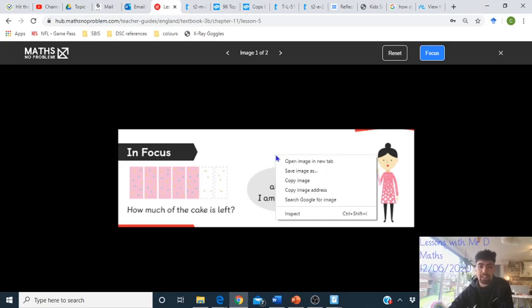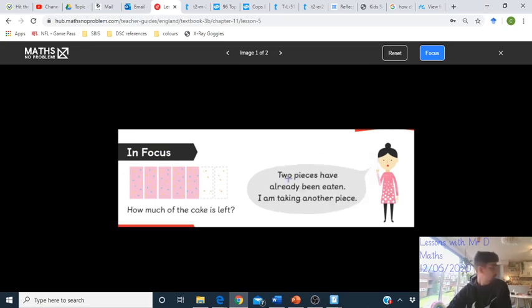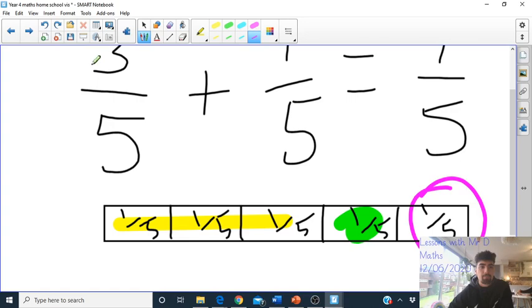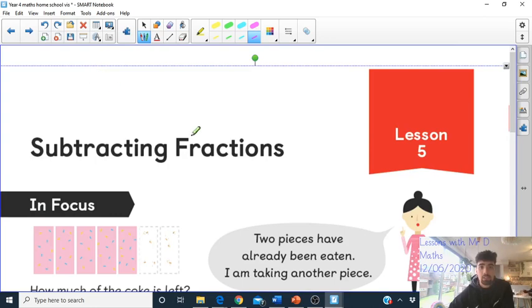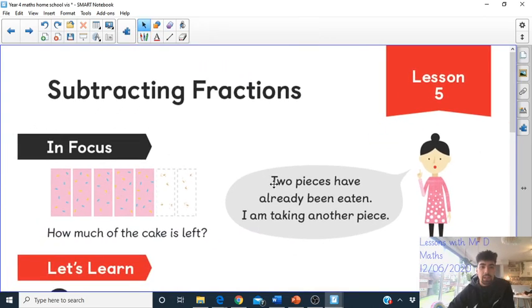Nora, how much of the cake is left after you've ate it all? She's in the washing machine. Good place for babies to be. Exactly. Super.